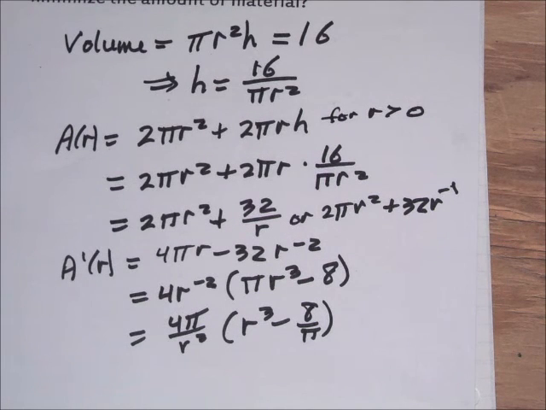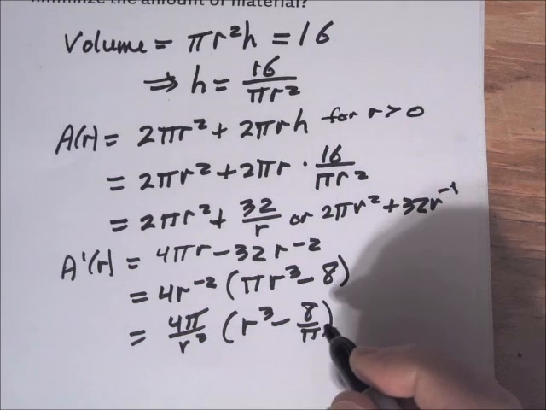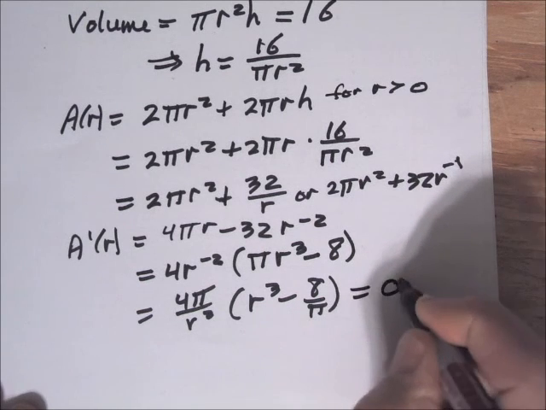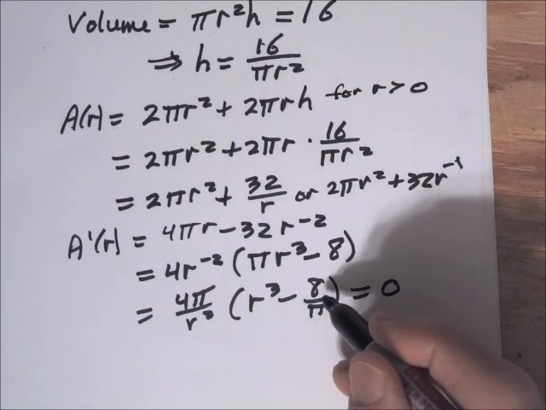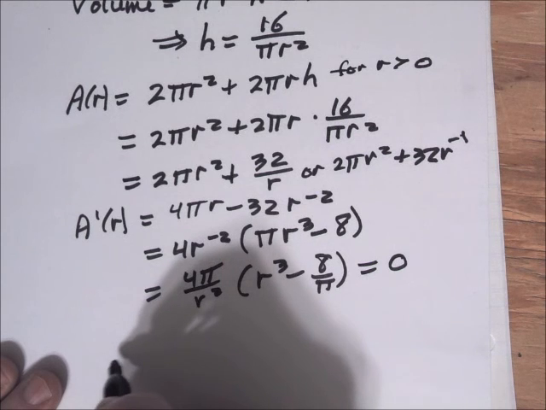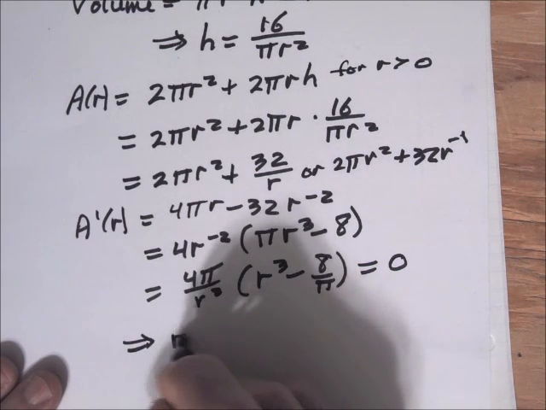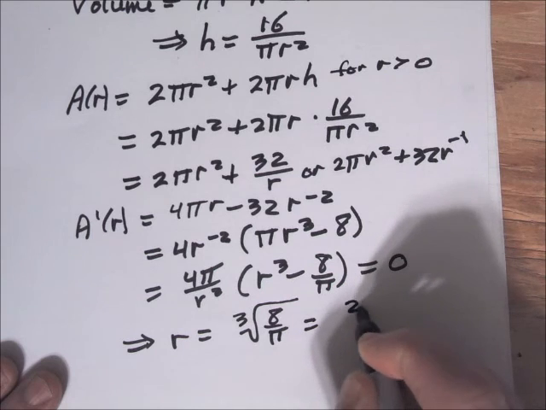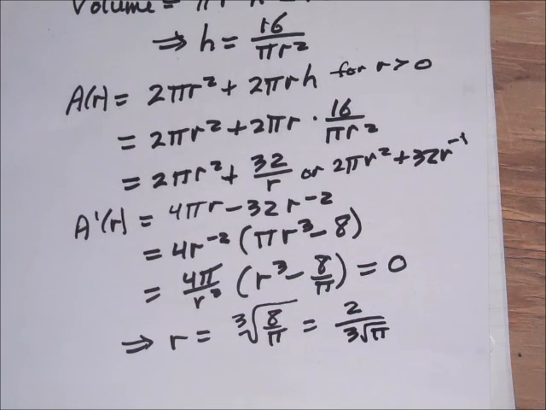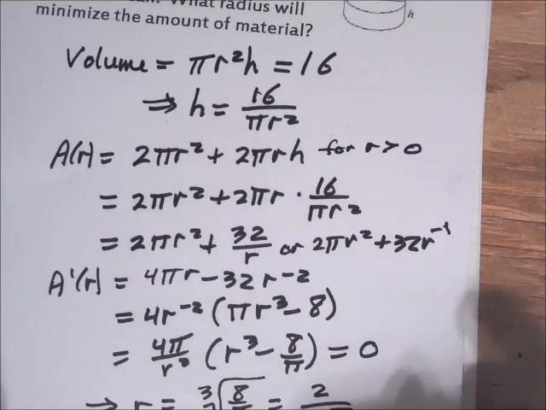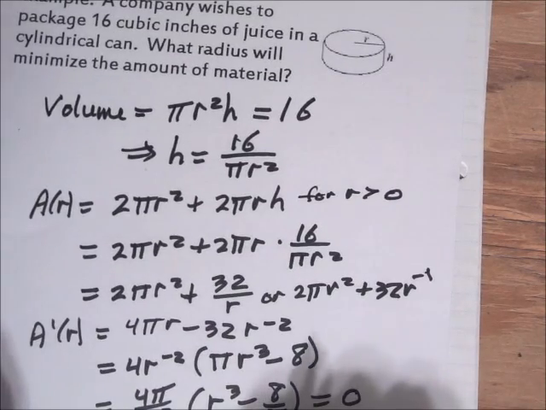That's going to be 0 when r is equal to the cube root of 8 over pi. We want to know when this derivative is equal to 0, and the only real solution would be the cube root of 8 over pi. So r is equal to the cube root of 8 over pi, or you could write that as 2 divided by the cube root of pi. Okay, so then we want to analyze the sign to see if this is a min or a max. There's only one critical number here. So let's analyze the sign.